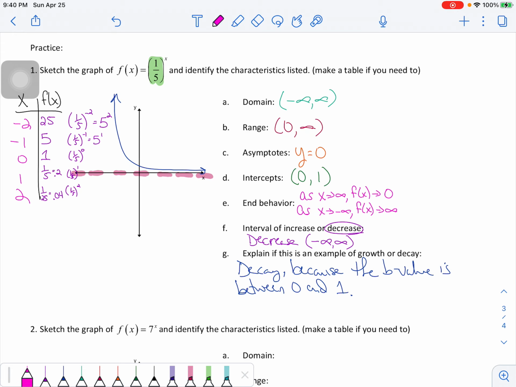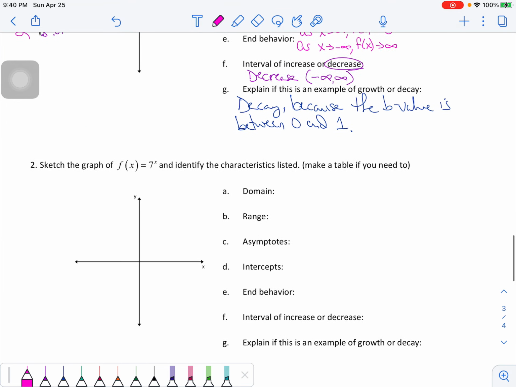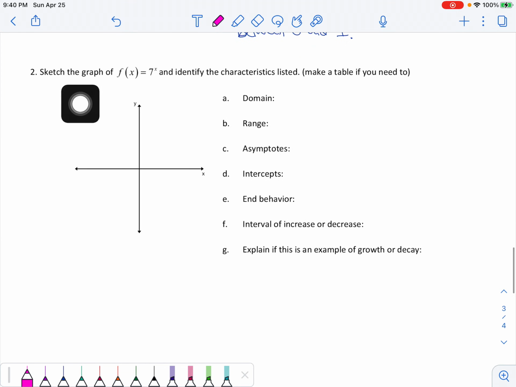All right, let me go ahead and slide on down to problem number 2. Sketch the graph of f of x equals 7 to the x and identify the characteristics listed. Make a table if you need to. Now, this one I'm going to do just by my brain, and I'm actually going to do things completely out of order. So the first thing I'm going to do is figure out my b value is 7. If my b value is 7, that means this is an example of growth.